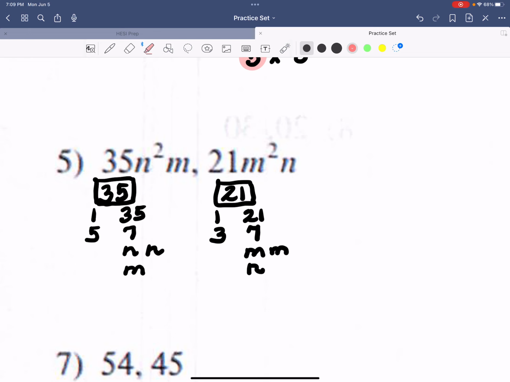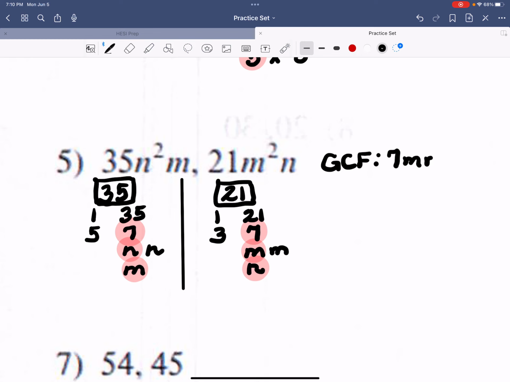Now let's look for common. We have 7, we have an N, and one M. You can't use them both unless they're in both composites. All right, so the greatest common factor is 7, M, N.